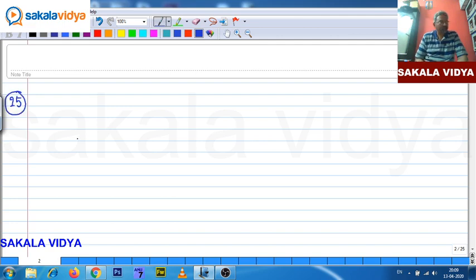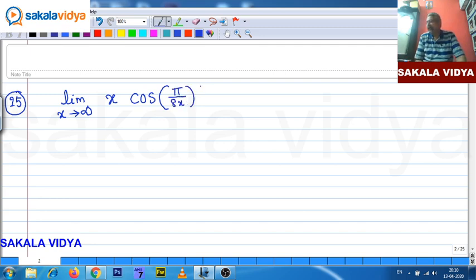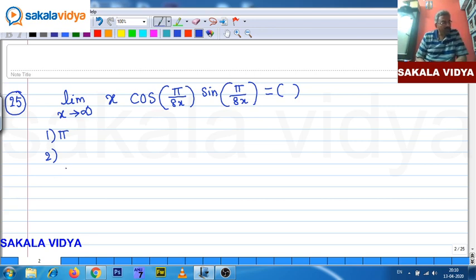Question. Limit x tends to infinity, x cos of pi by 8x sine of pi by 8x equals to: first option pi, second option pi by 2, third option is pi by 8, fourth option is pi by 4.